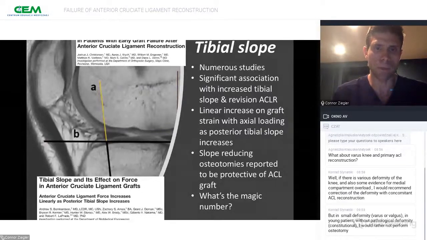And what is the magic number with posterior tibial slope? Well, we certainly know that 12 degrees carries a much increased risk of graft failure.